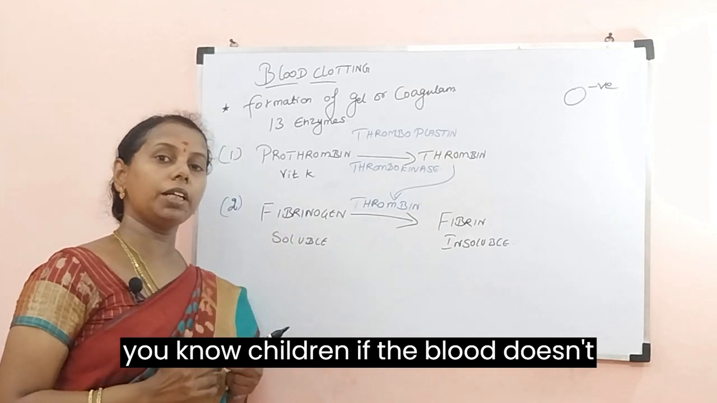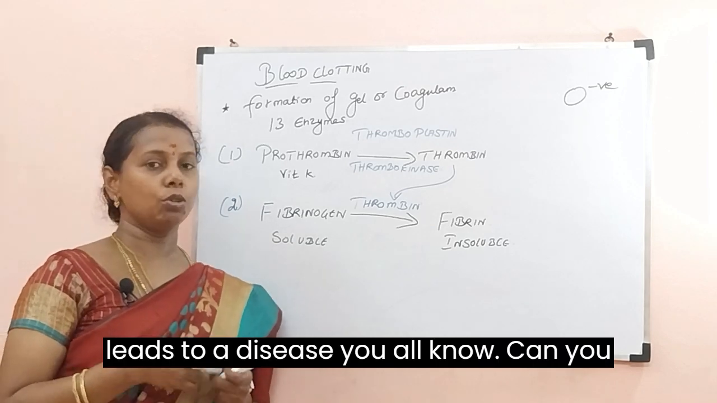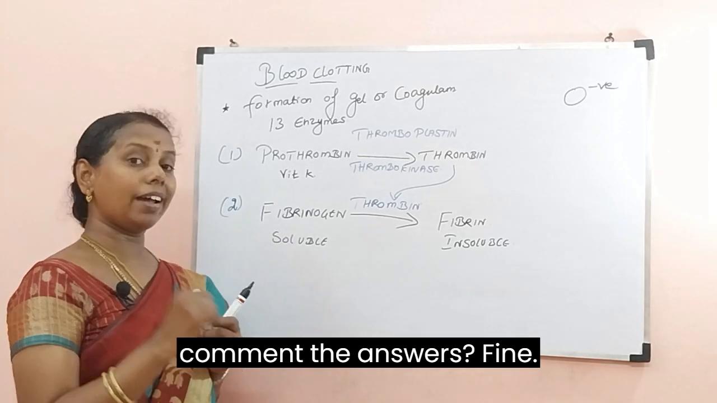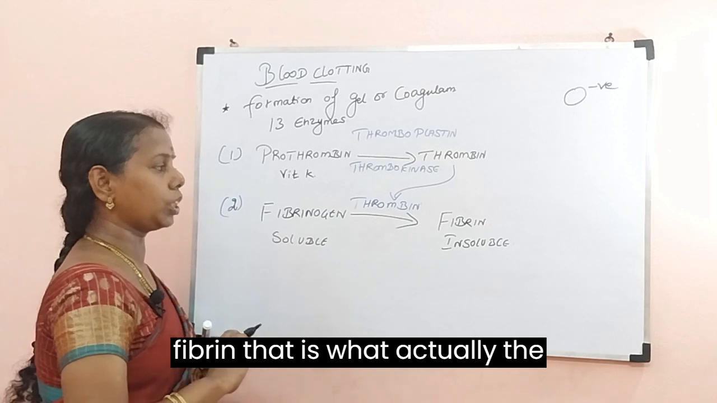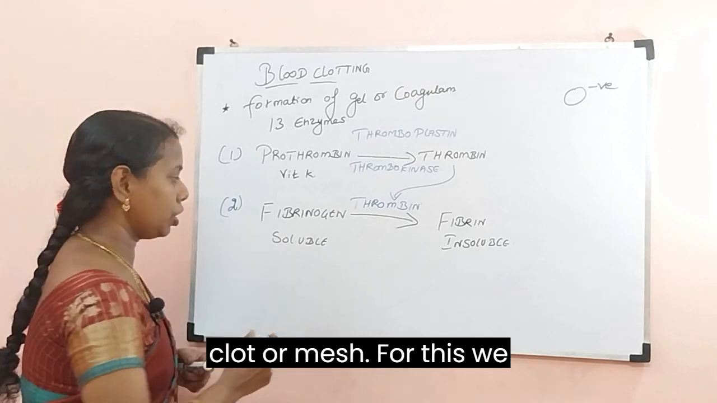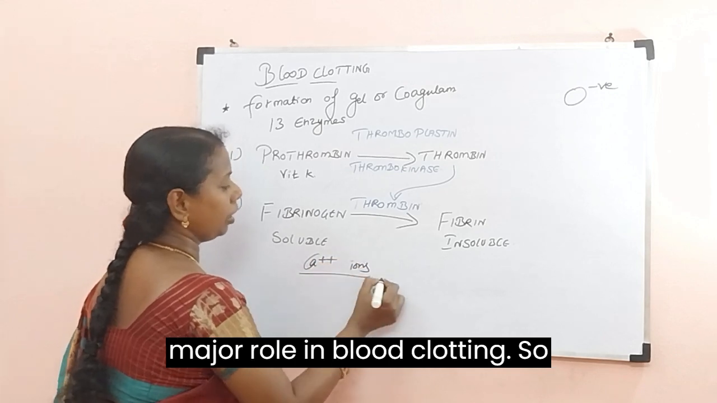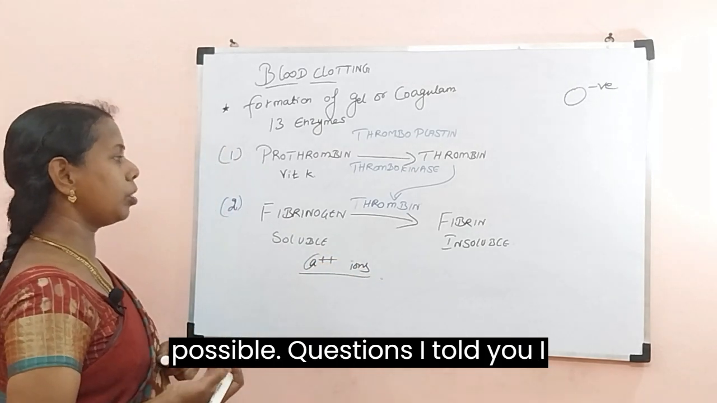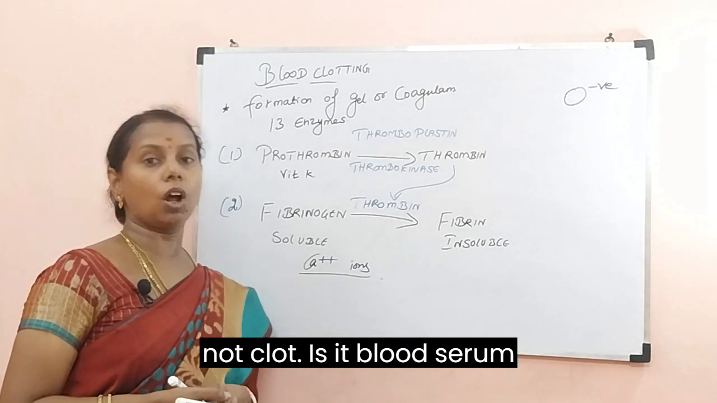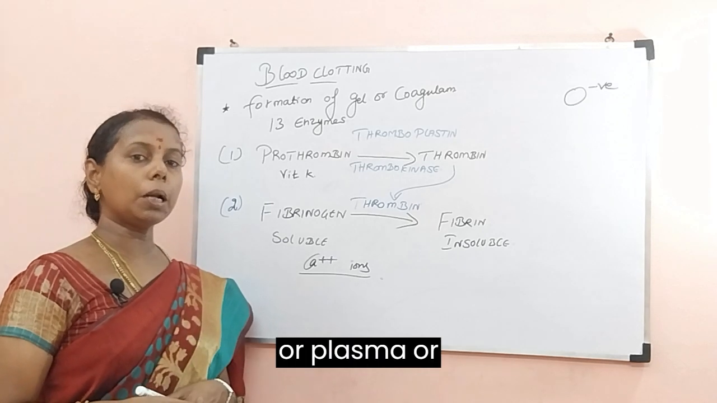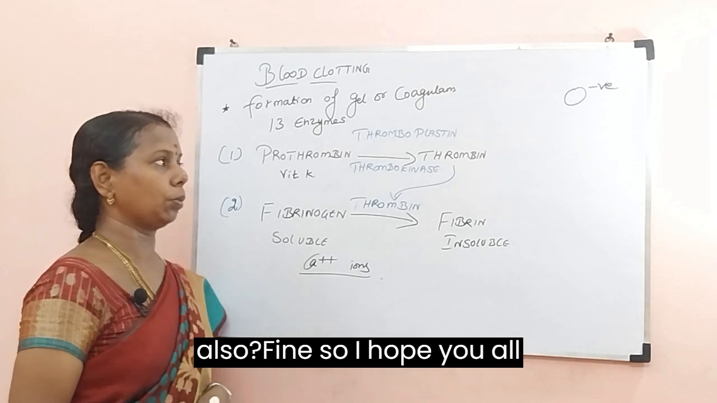You know, children, if the blood doesn't clot within the time, it leads to a disease. You all know. Can you comment the answers? Fine. So, we are converting fibrinogen into fibrin. That is actually the clot or mesh. For this, we need calcium ions, which play a major role in blood clotting. So, the possible questions I discussed with you. And which may not clot? Is it blood serum or plasma or RBC? Can you post your answers for this also?